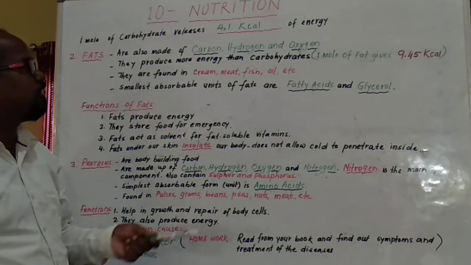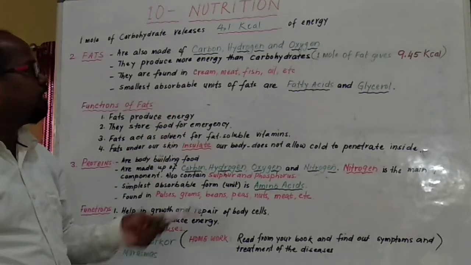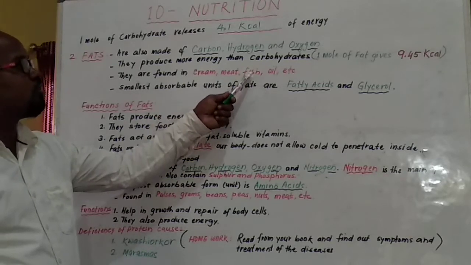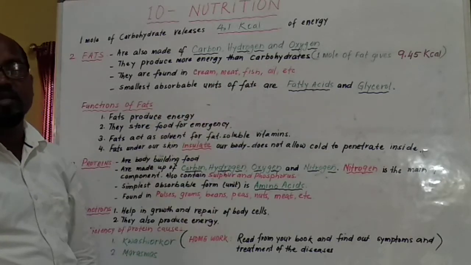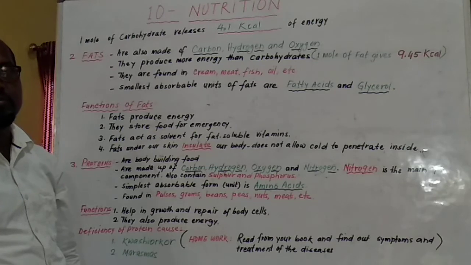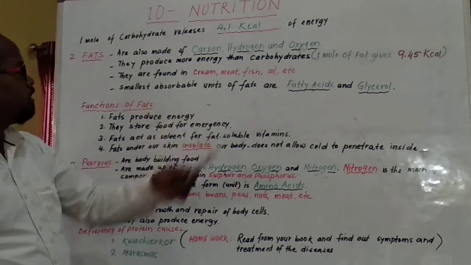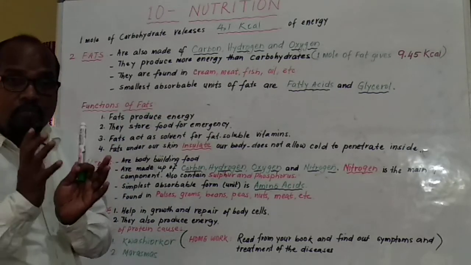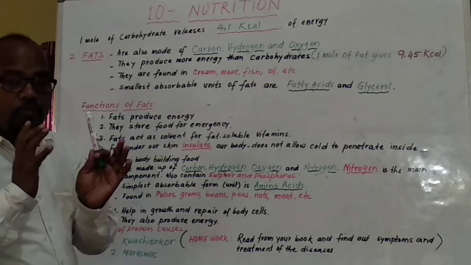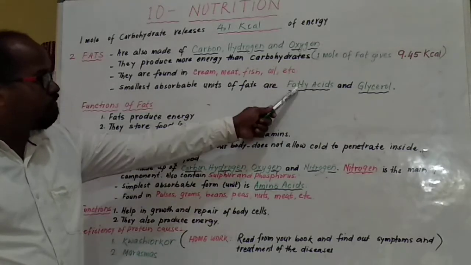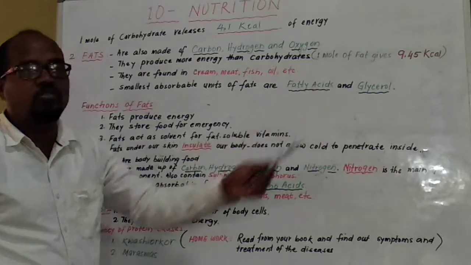Where do we find them? They are available in cream, meat, fish, oil, and so on. They are found in these things, and the absorbable units of fats are fatty acids and glycerol.